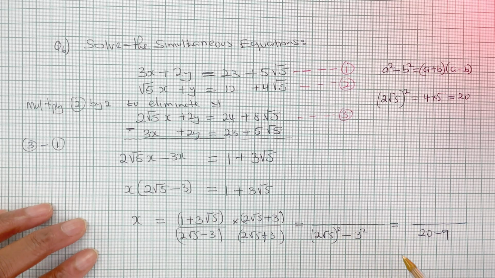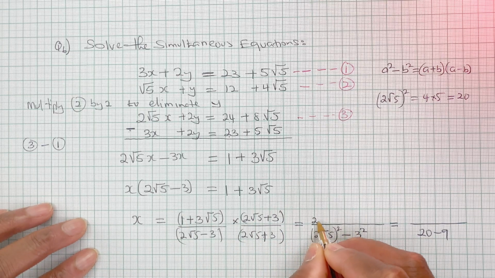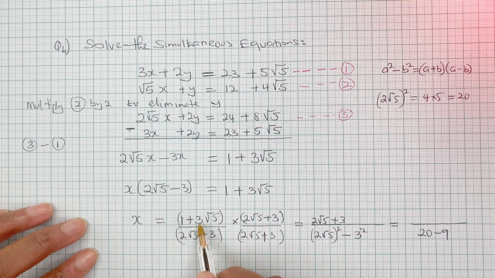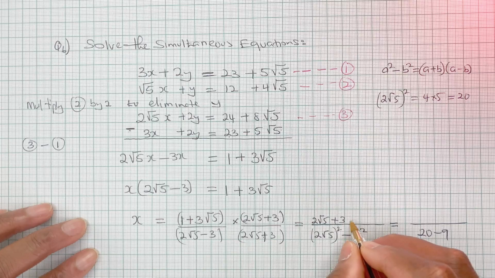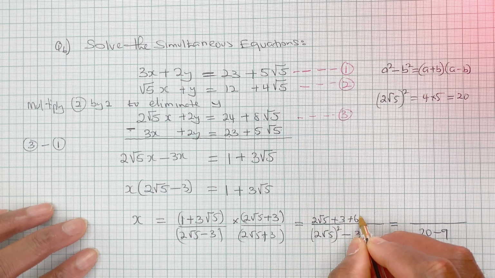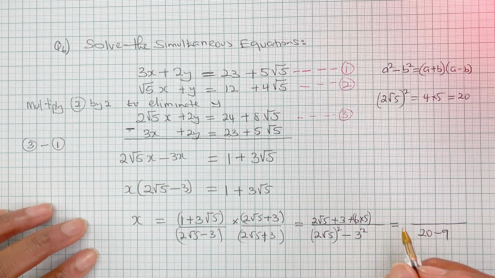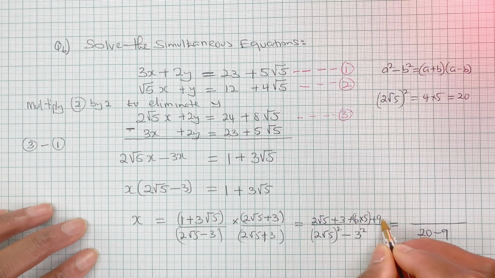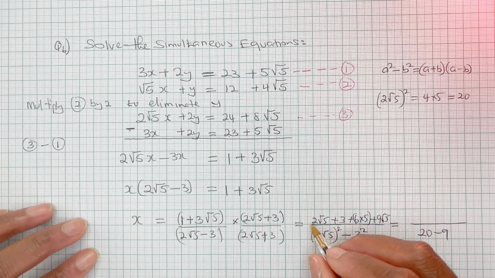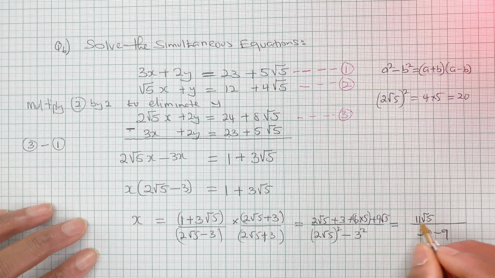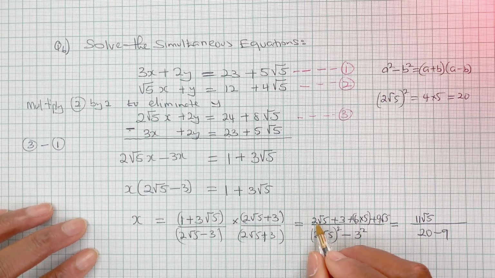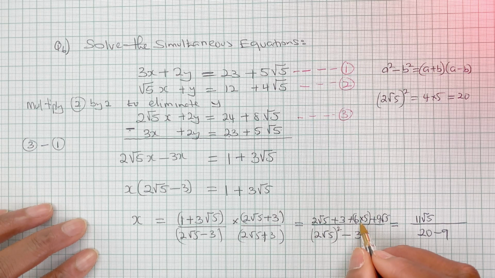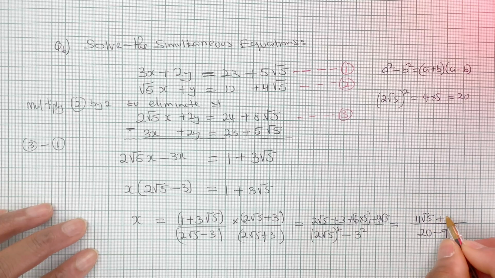Okay, now in the numerator, we get 1 times 2 root 5, that will be 2 root 5. 1 times 3 will be plus 3. And then 3 root 5 times 2 root 5 will be 6 times 5, which is 30. And I'll also get 3 root 5 times 3, so that will be plus 9 root 5. And 9 root 5 plus 2 root 5 is 11 root 5. 9 plus 2 is 11. 5 oranges, and 2 oranges plus 9 oranges, 11 oranges. And then I've got 30 plus 3, so that's 33.